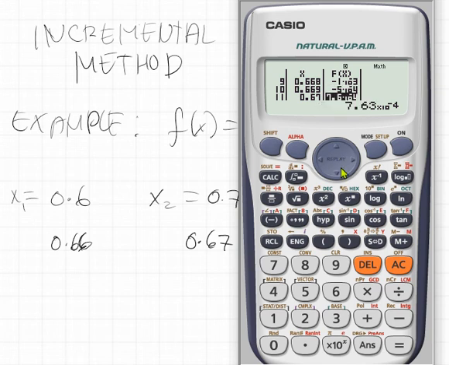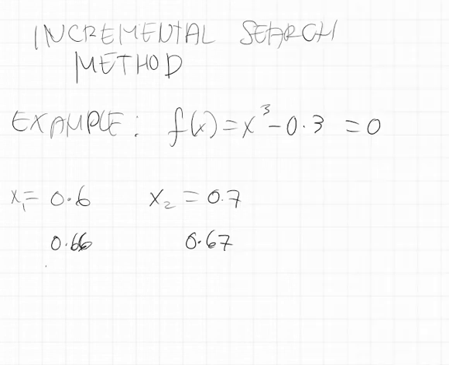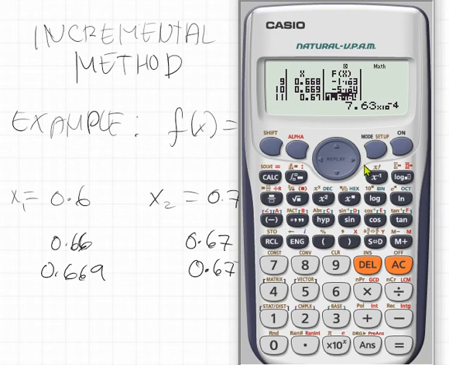So here, it's around 0.669 and 0.67. If the problem says to find the root of this one through the incremental search method in 2 decimal places, then you can now answer 0.67. 0.67 is now a good answer. It's accurate up to 2 decimal places. But if you want more decimal places, then you decrease the increment again.